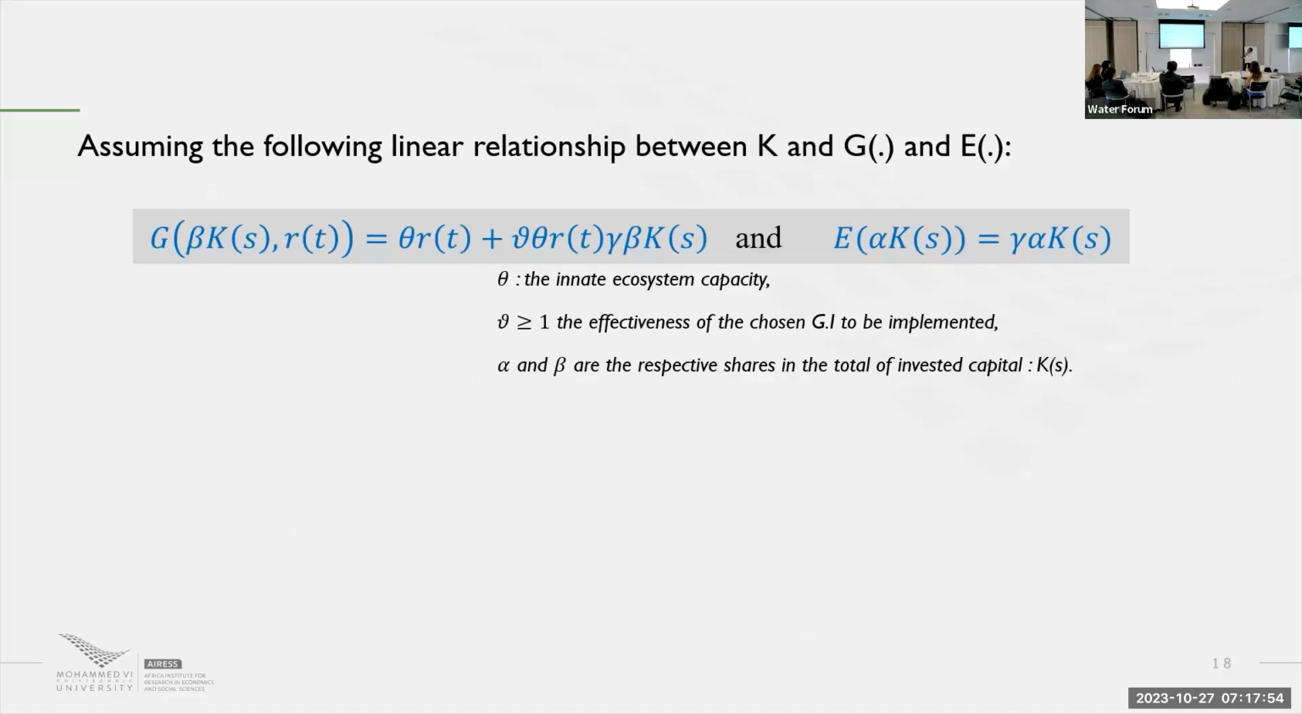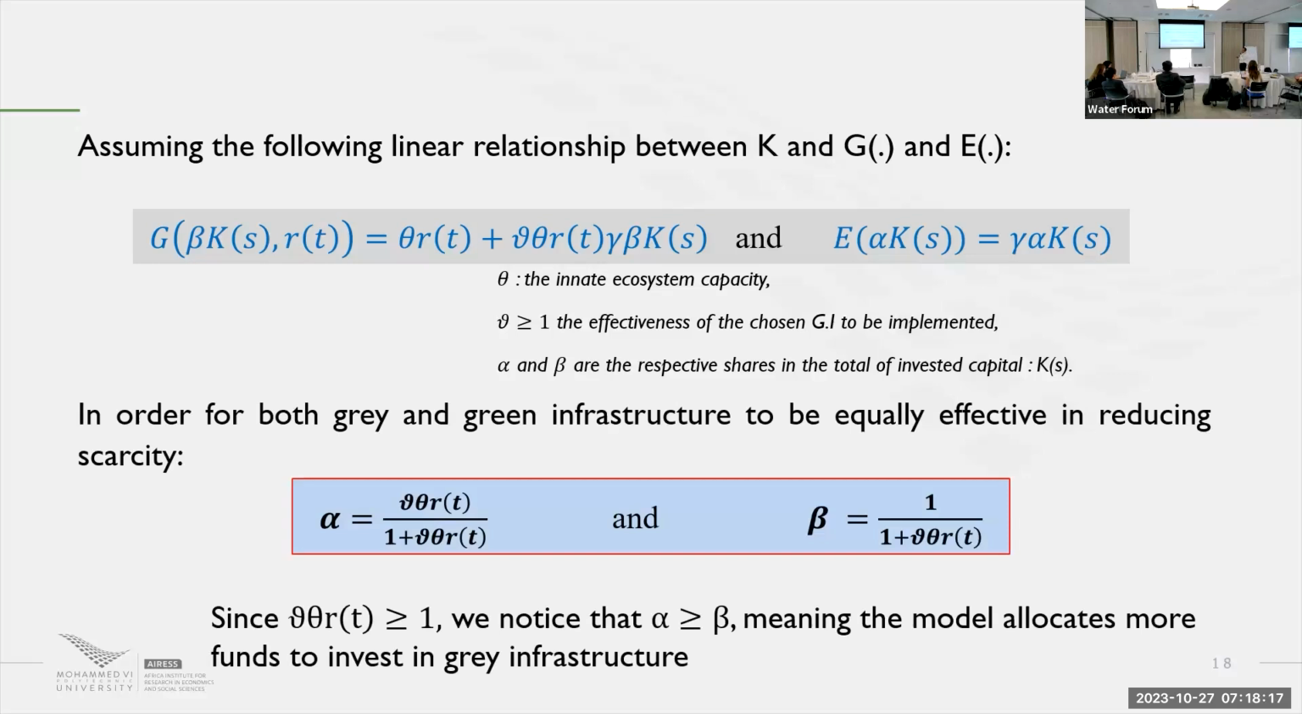If we want to go beyond, then we assume these relationships, which include the innate ecosystem capacity, the effectiveness of the chosen green infrastructure to be implemented, and the shares of capital for each infrastructure, gray and green. Then, assuming these linear relationships, we will have an equivalence between the shares in gray infrastructure and green infrastructure. What we see here is that the gray infrastructure will have a bigger share in terms of capital.